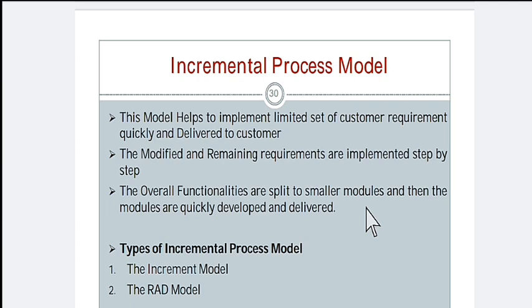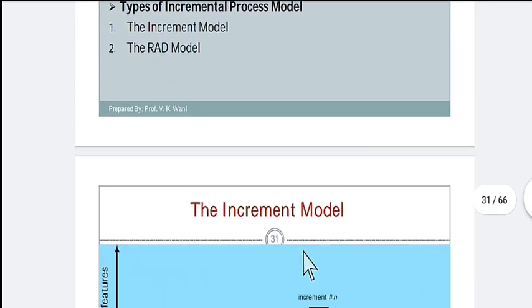These 5 parts will be separately designed, and after the designing process is completed for each module, all these modules are integrated, and then we will get our final product. Okay, so this is the actual or real principle of this incremental process model. In the incremental process model there are two types of model. The first one is the incremental model and the second is the RAD model. The RAD model is the rapid application development model. So let us see the first model, that is the incremental model.